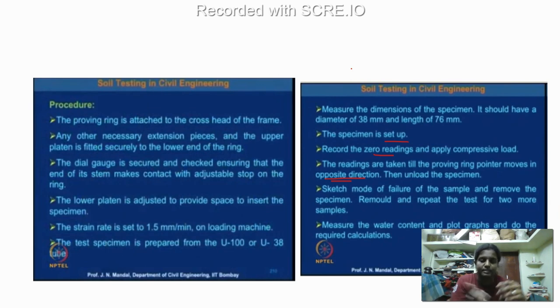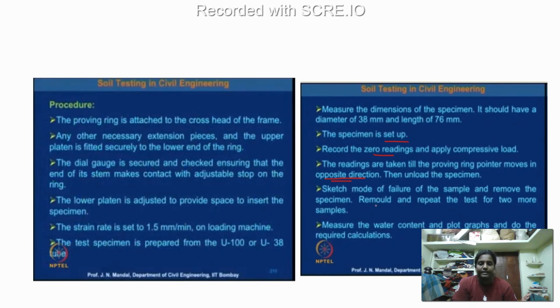There are two ways to do this. Either for every 50 divisions of your plate movement, we can note down the proving ring reading, or for every 30 seconds you have to note down the horizontal displacement and proving ring reading. Both ways you can get your answer. The readings are taken until the proving ring pointer moves in the opposite direction.